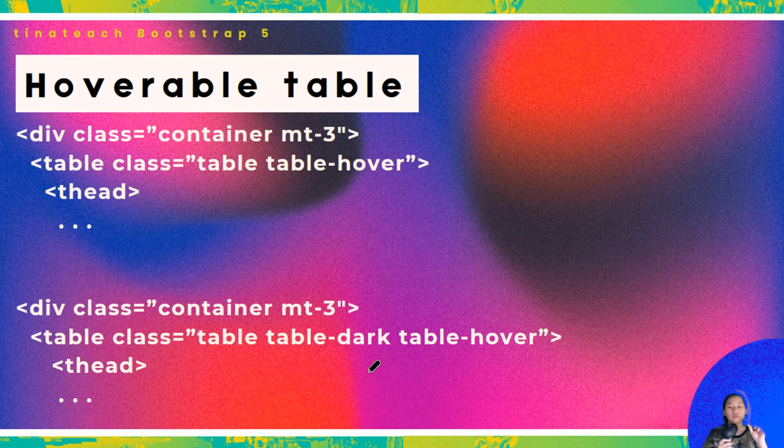Now, hoverable table. It's a little bit hard to describe the visual of a hoverable table, so I will absolutely show you in a little bit in a demonstration. But when you hover over certain sections of the table, it'll give you a different color. Okay? Once again, container div class, table-hover. Very straightforward. Another example is table-dark and table-hover. Table-dark specifies the color, table-hover specifies the hoverable.